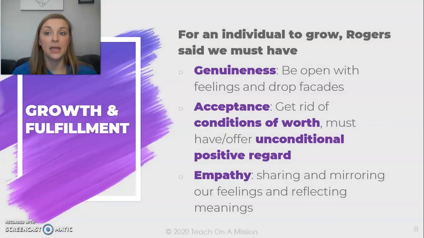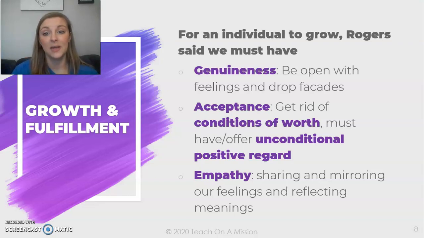And in order for a person to grow, Rogers believed that we needed to have some basic things. The first is genuineness. Basically, we need to accept our feelings. We need to be open about them and drop the facades that we put up. So if you're feeling really down about yourself, you need to drop the idea that you're happy all the time and be genuine and open about your feelings. If you don't, you're not going to grow past that.